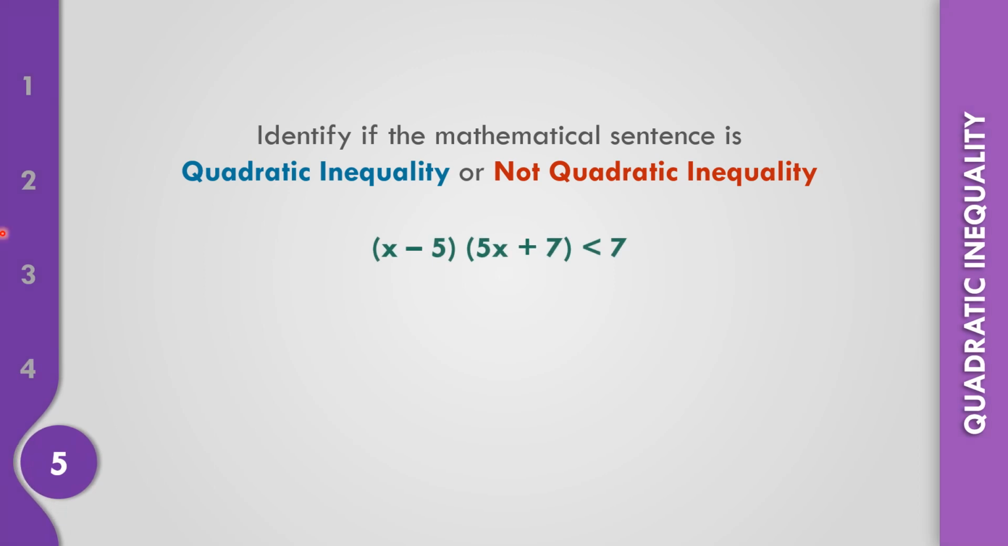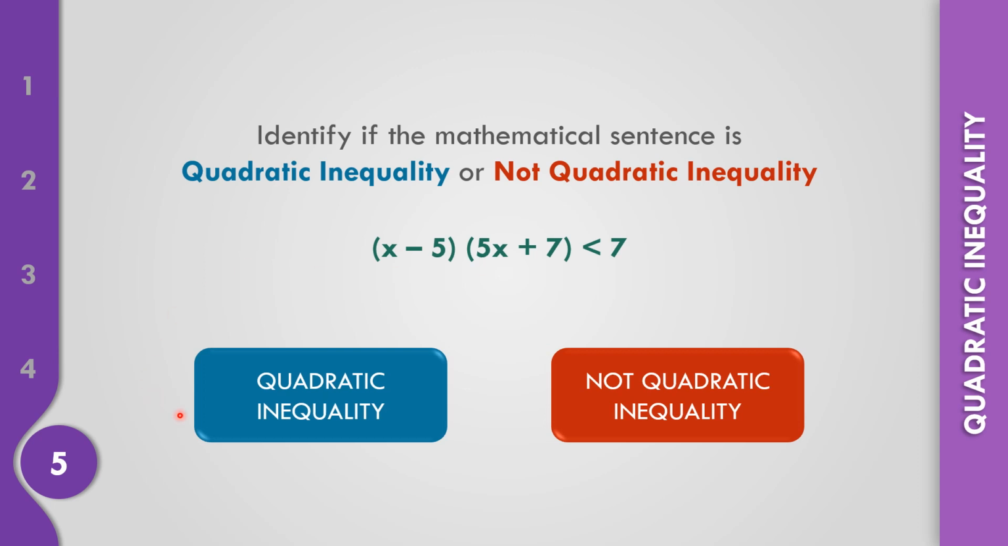How about example number 5? The quantity x minus 5 times the quantity 5x plus 7 less than 7. How to identify if this is a quadratic inequality or not? First, we need to solve this by means of the FOIL method. First, x times 5x is 5x squared. x times 7 is positive 7x. Then negative 5 times 5x is negative 25x. Negative 5 times 7 is negative 35. And then copy less than 7.